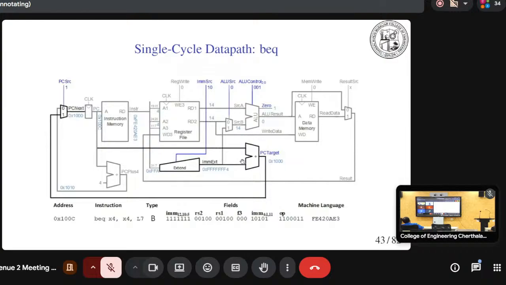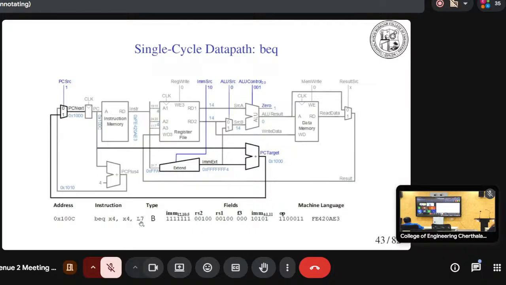Finally, we have the branch instruction. The branch instruction will compare two registers. For example, here the instruction is BEQ, which stands for branch if equal, X4, X4. So the contents of register X4 and X4 will be compared, because we need to show this equal. So I have taken this particular example.